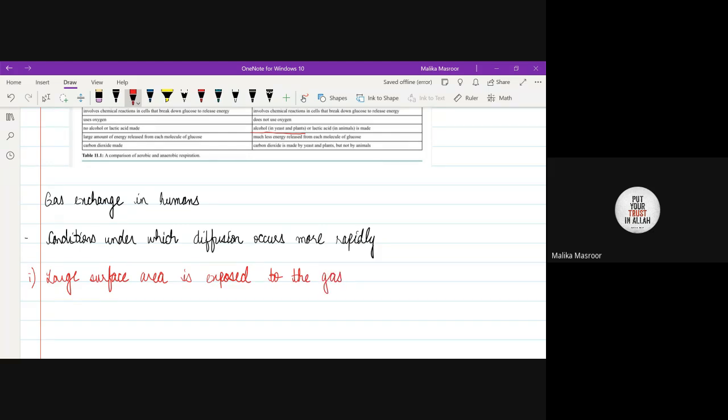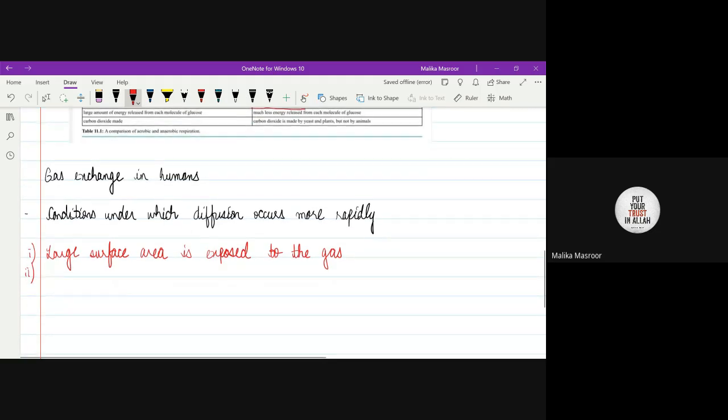Obviously, because millions of alveoli in the lung provide a very large surface area for gas exchange, right? So this is the reason for having so many alveoli. Because we need to provide a large surface area for the gas exchange to take place efficiently. Then second is diffusion distance needs to be small. Okay, so small diffusion distance.